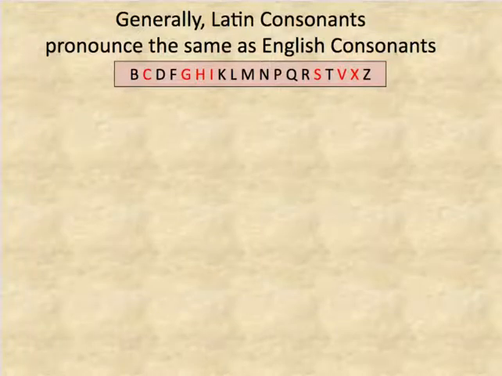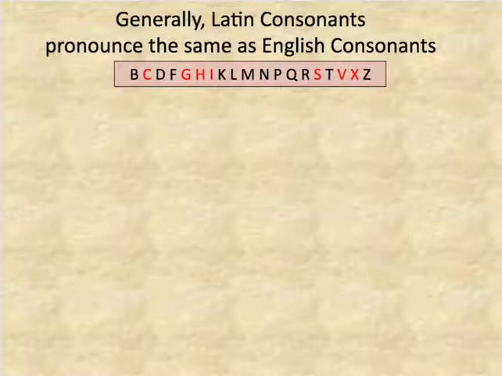B makes a B sound, D, F, Ka makes the K sound, L, M, N, P. Q, or Qu rather, makes the K sound. Usually you find that with the letter U, so it makes a Qu sound. R makes the R sound. Te, T, and Zeta, Z. So it's the ones that are highlighted in red that have some differences between English and Latin. So we're going to go through those.